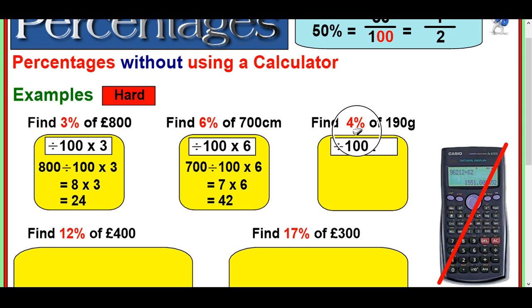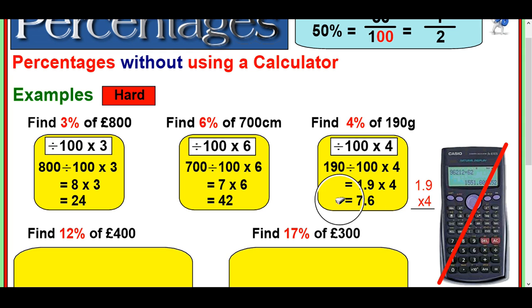Last one's very similar here. Divide by 100 to get 1% and then times by 4. So you take 190, divide by 100 and times it by 4. 190 divided by 100, so divide by 10 twice, so you get 19, divide 19 by 10 and you get 1.9. So it's really 1.9 times 4. You can do a sum up and down if you want. 4 9s are 36 and then carry the 3, and 4 1s are 4, but it comes to 7.6. But feel free to do a wee sum at the side because there's no calculator involved here.